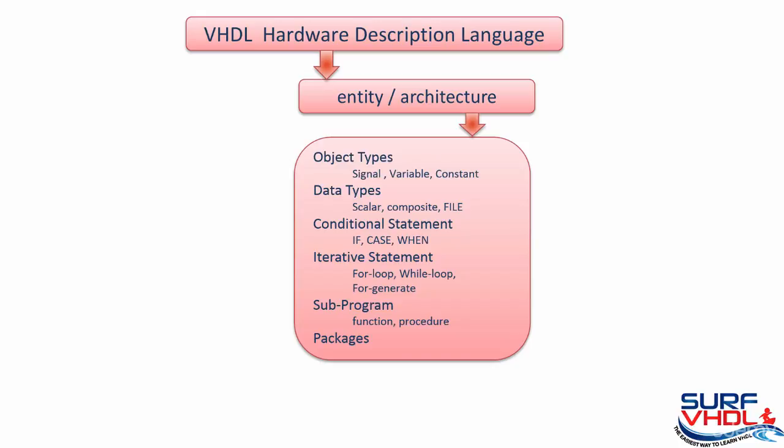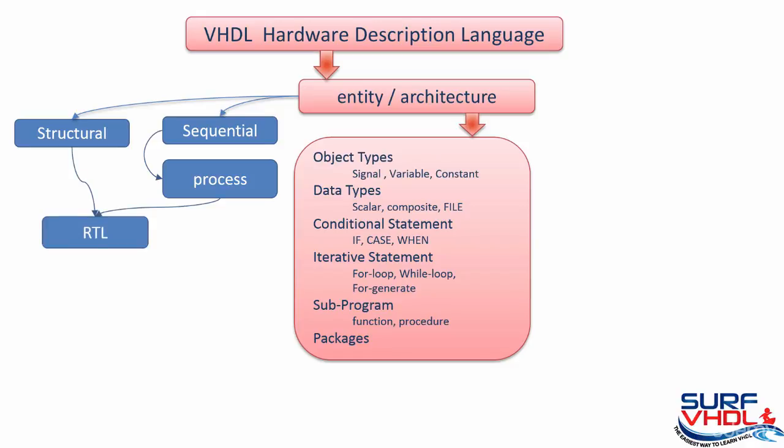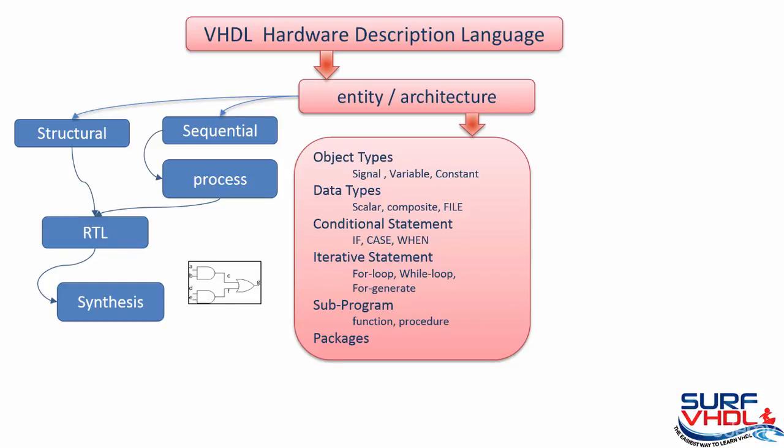For what concerns the language, we will understand the different coding styles, the concurrent structural coding styles, and the sequential coding style implemented by process. The mix of these two coding styles is named RTL, Register Transfer Logic. The RTL code can be processed by synthesis tool, producing a structural netlist of combinatorial logic, register and memory block, customized for the current technology.